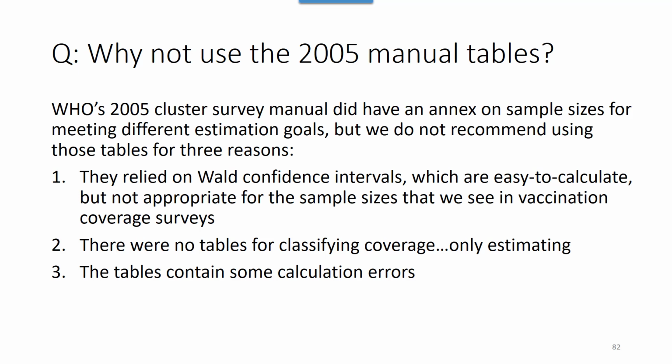Second, those tables only give you sample sizes for estimating coverage, not for classifying coverage, and the new annexes give tables for both, so they're more flexible. And finally, even if you liked Wald confidence intervals and you only wanted to estimate coverage, the tables in the 2005 manual contain some calculation errors, so they simply shouldn't be used.